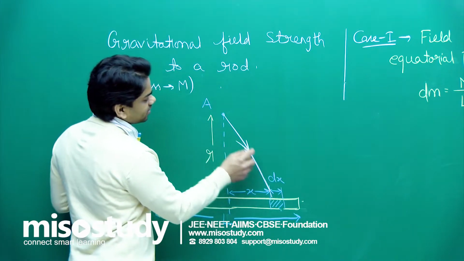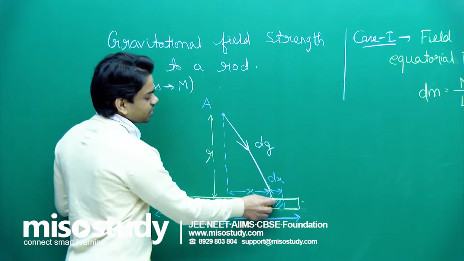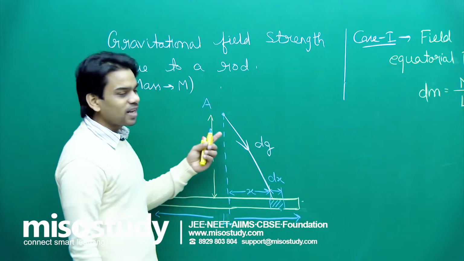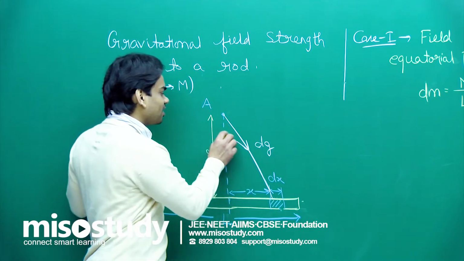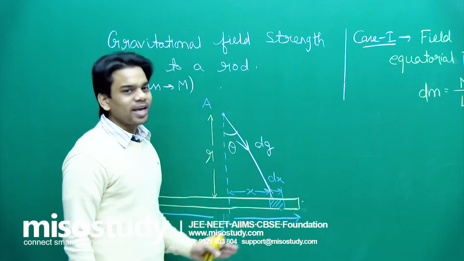That means the field strength will be directed here, dg. The small field strength due to this small mass dm will be lying here. Let's say this angle is theta. So this will be the field strength that will be lying here.